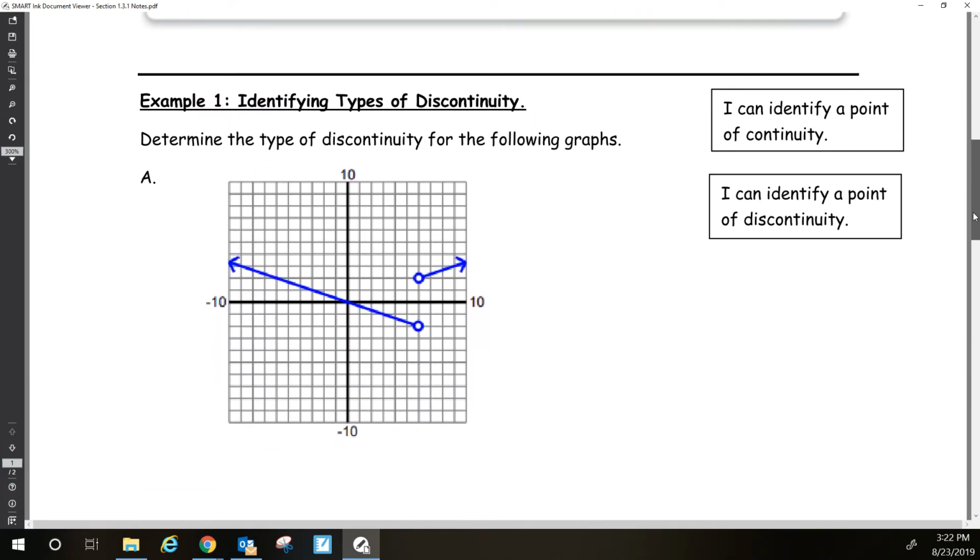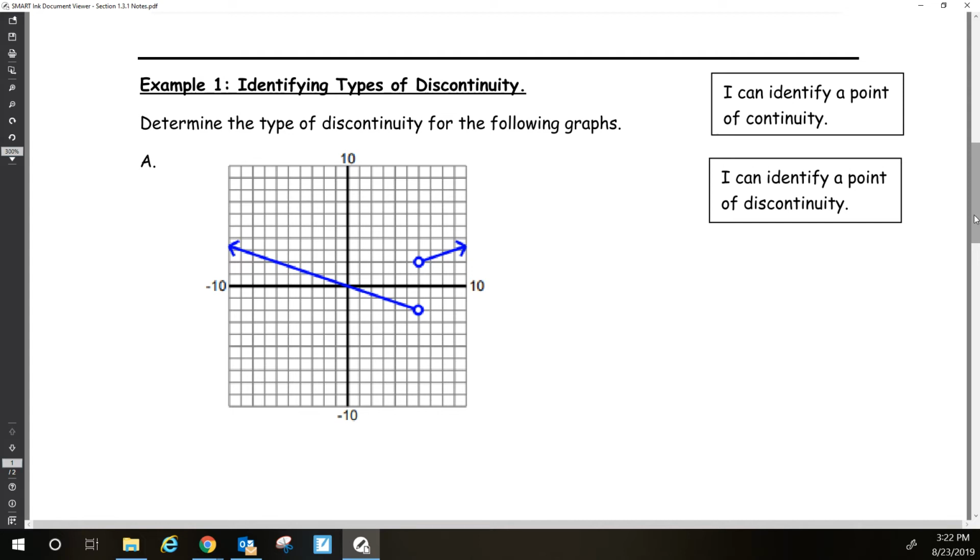All right, so let's see if we can look at some graphs and identify what we have going on. So what do you think is the type of discontinuity for A? Hopefully saying, well, that's a jump discontinuity.